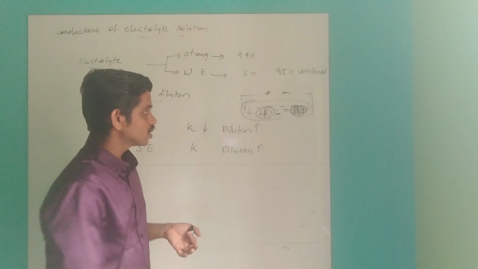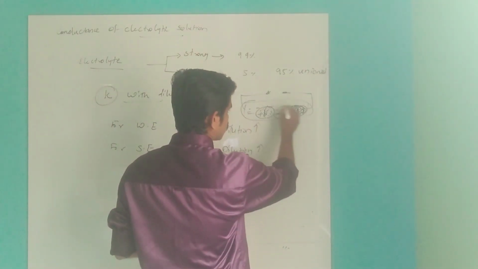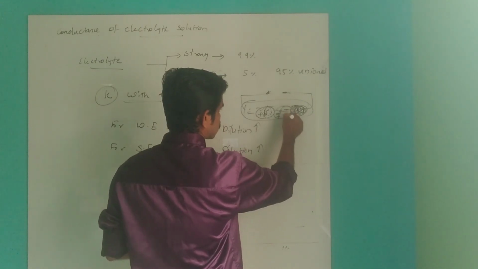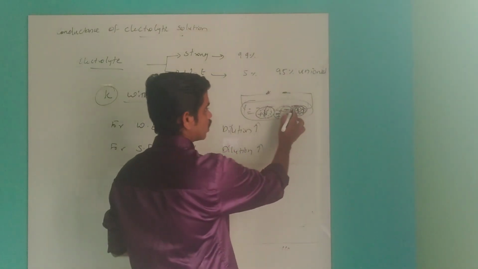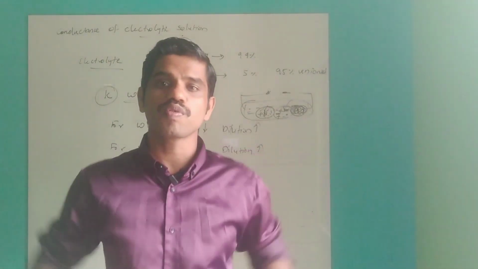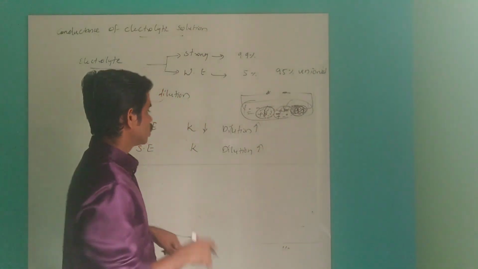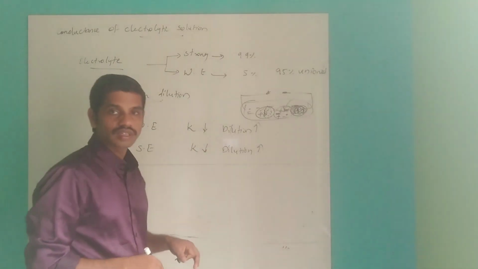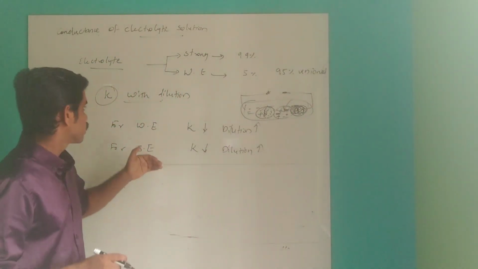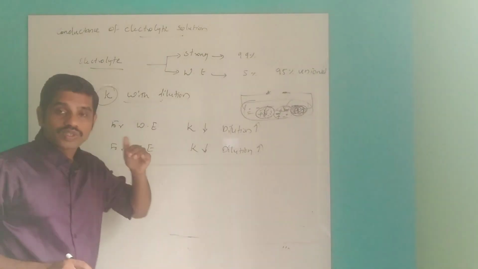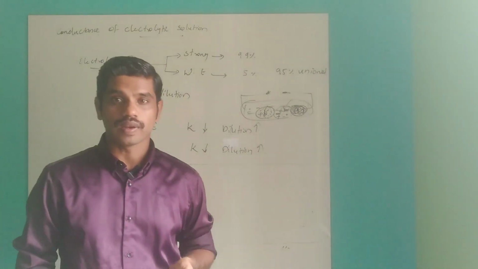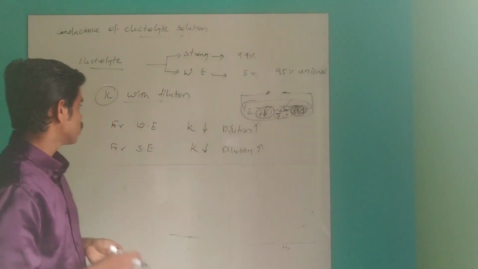So same thing only. Suppose you are taking a 1 centimeter cube, and 6 ions are present. When you are diluting, the more water you are adding, the ions are moved away. So conductivity decreases. So this is the case of dilution. For strong and weak electrolytes, the conductivity decreases with the dilution. So that thing you have to remember.